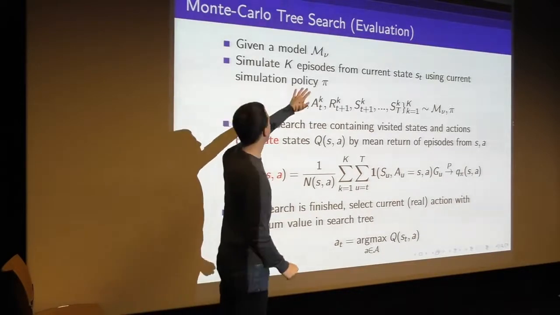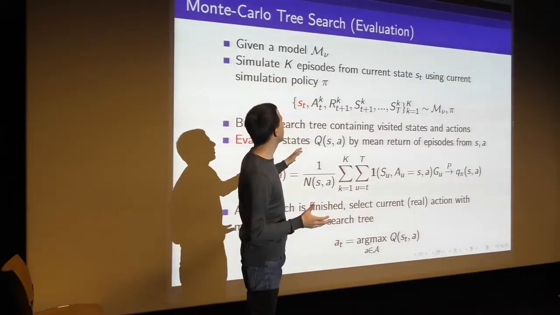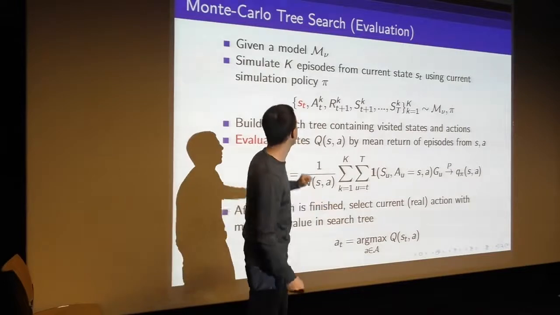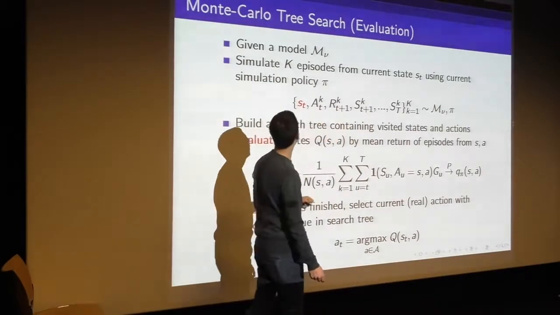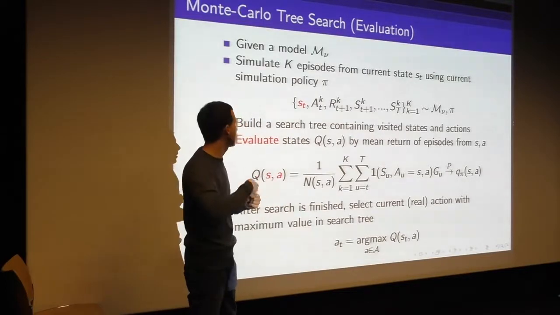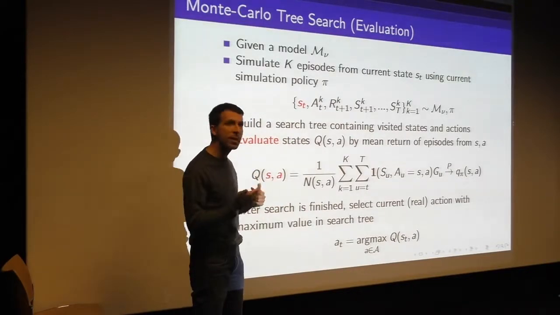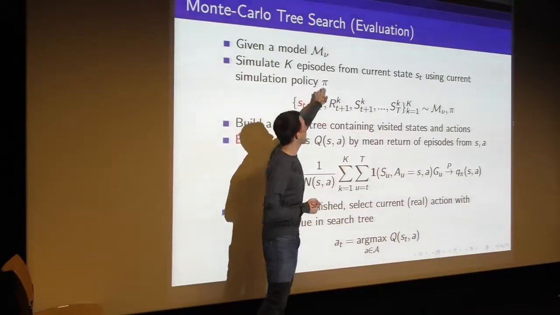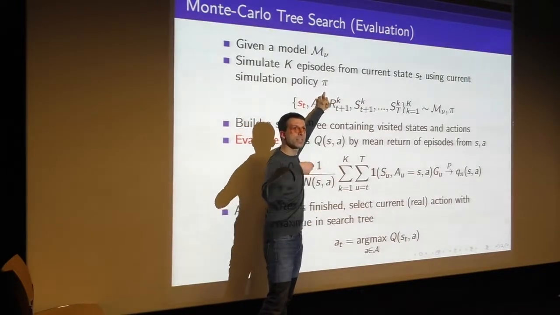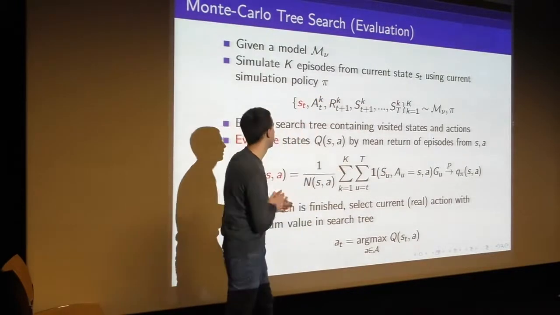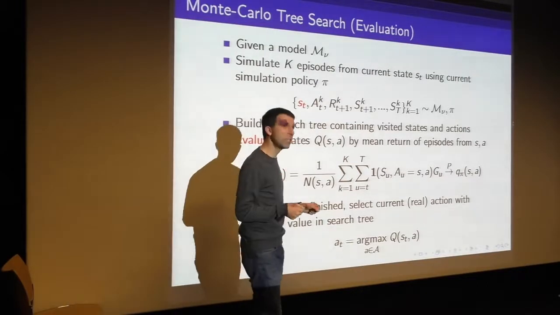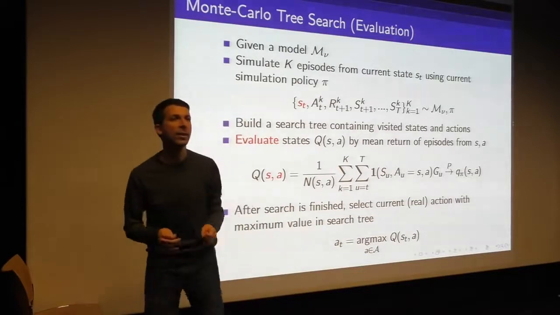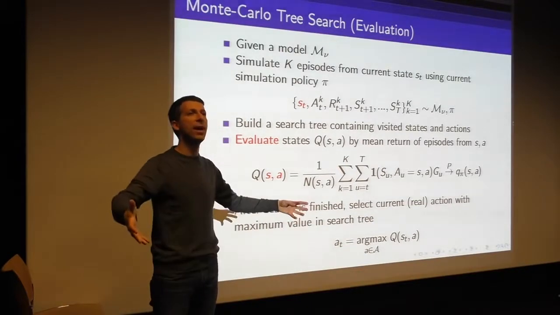Let's assume we have some model. And again, we're going to start from the root state. We're going to generate trajectories of experience starting from that root using a current simulation policy. The difference is that now we're going to view this thing as something which is living. This policy is going to start to improve as we do this. And instead of just evaluating the root actions of going left and going right, we're going to evaluate every state action pair that we visit.